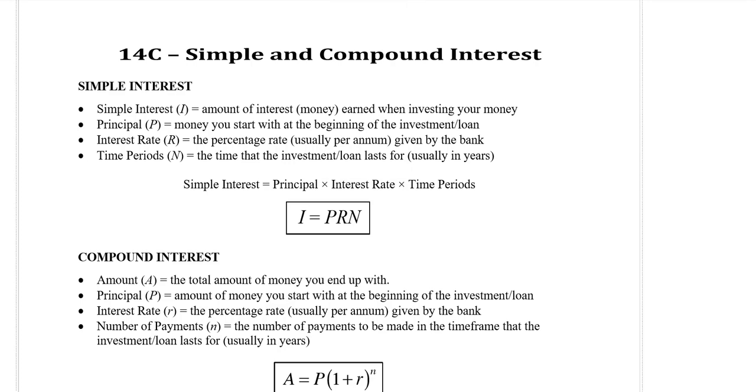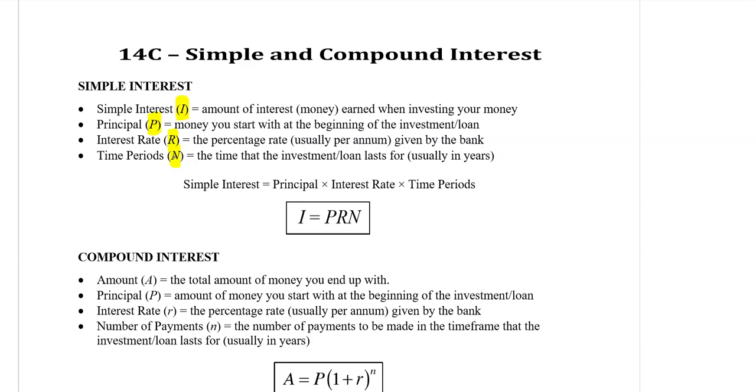All right, we're doing 14C, which is simple interest and compound interest. Simple interest is called simple interest because it is basing the interest rate on a linear model. And the symbols that we're using, we have I for the amount of interest, P is the principal or the amount of money that you start with at the beginning of the loan, R is for interest rate, and N is the number of time periods.